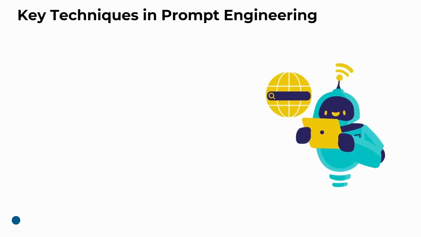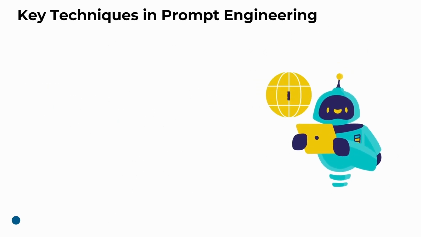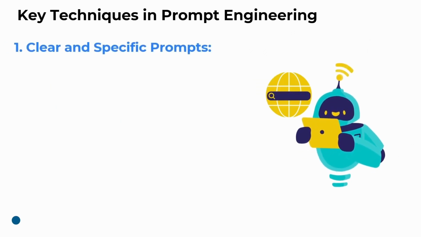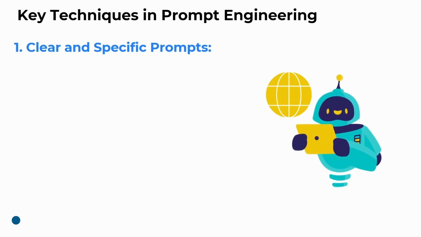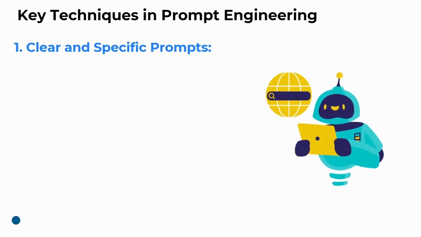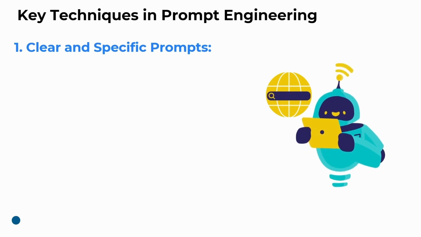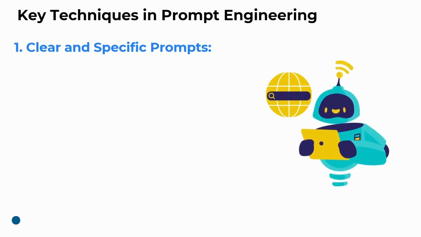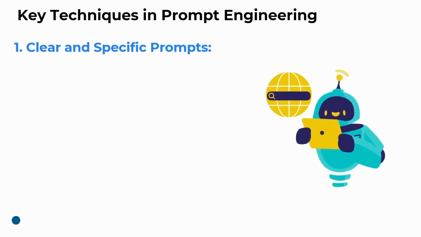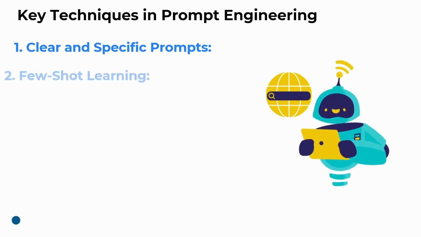So what are the key techniques in prompt engineering? The first one is a clear and specific prompt. Instead of asking "tell me about neural networks", use a more specific prompt like "explain the basics of neural networks in simple terms suitable for a beginner". That helps the model to generate a more targeted and useful response.